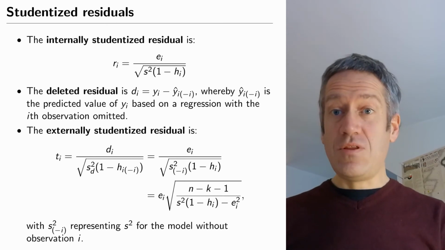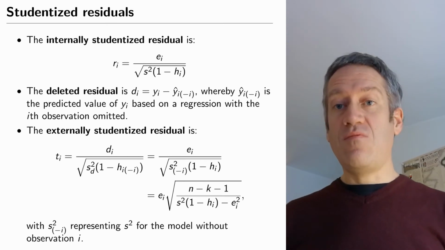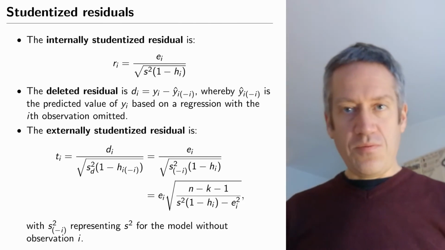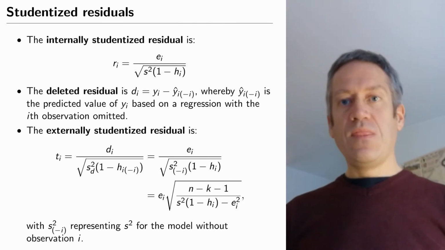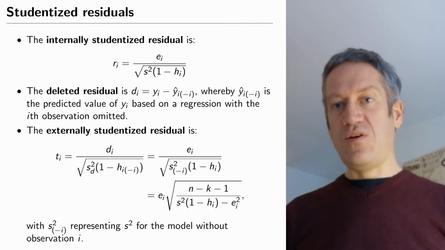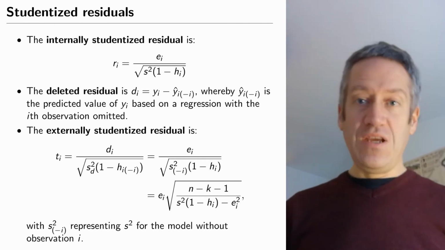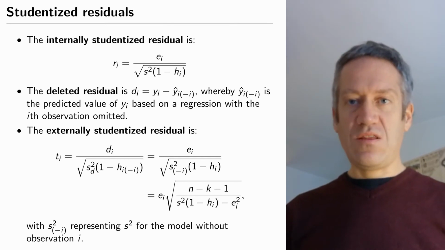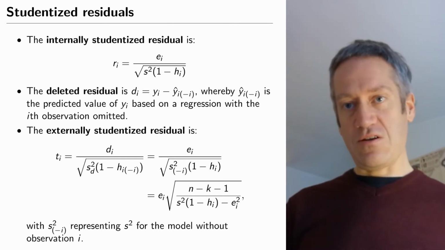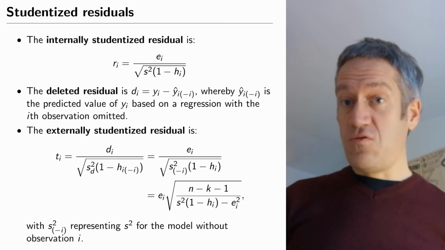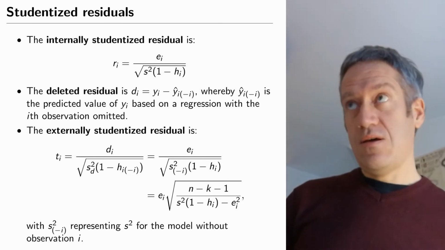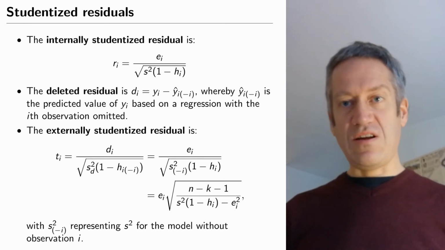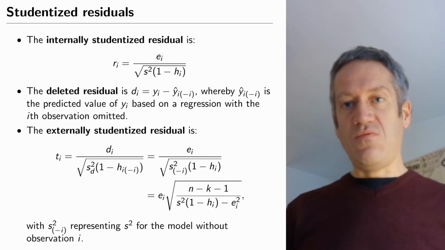But a deleted residual is a residual where we run the regression separately with each of the observations removed one by one, and then we look at the difference between the observed y and the predicted y for that one observation that was removed, if the regression was estimated without including that particular observation. So that gives you a clear idea how much the residuals change, how much the regression line changes because of the one observation.